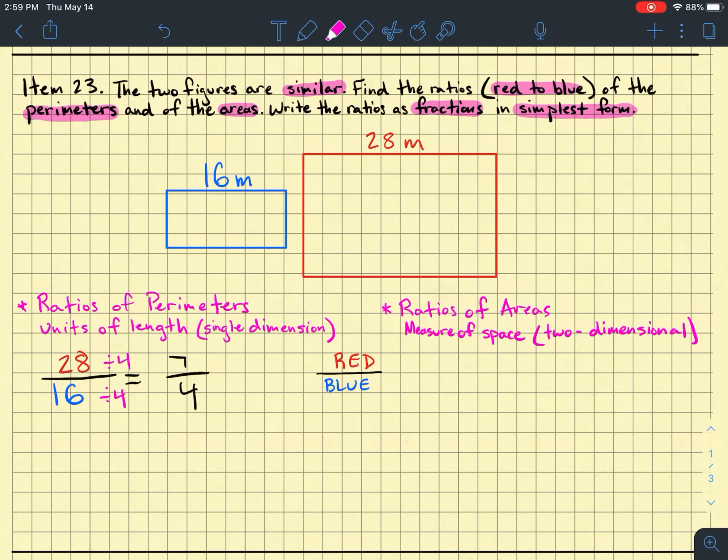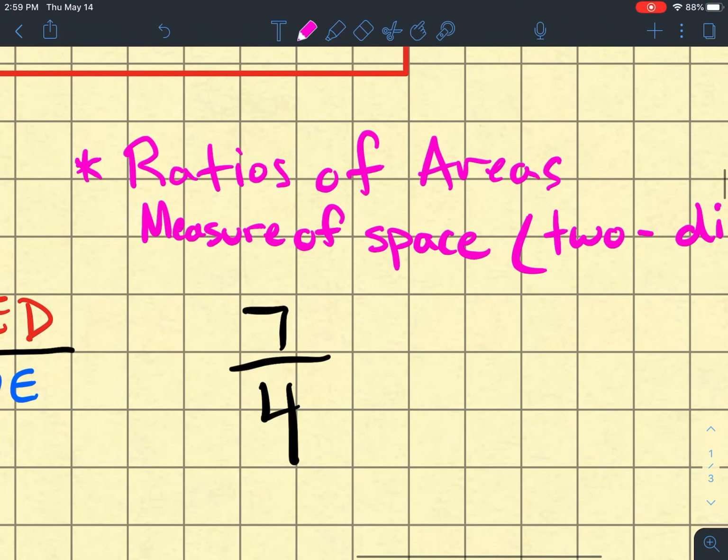That's why when we use this ratio of 7 over 4, we know that's the ratio of the red to blue in simplest form. We need to do something to it in order to find the ratio of their areas. Since it's 2-dimensional, remember what you're going to end up doing is you're basically going to square each of those numbers. So you basically have 7 times 7 and 4 times 4.